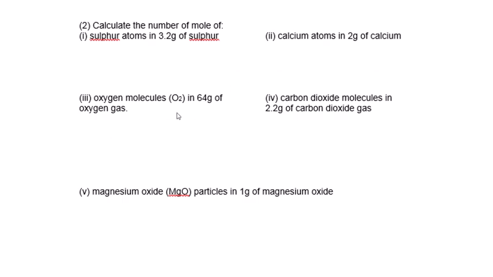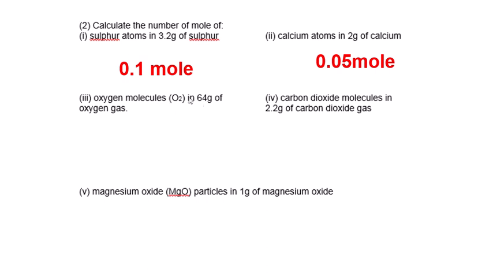Okay, and then on the next page, you'll see some examples. So again, pause the video, work your way through these, and check that you can do them. So the answers: 3.2 grams of sulfur is 0.1 mole. 2 grams of calcium, 2 over 40, 0.05, or that would be 1/20th of a mole.